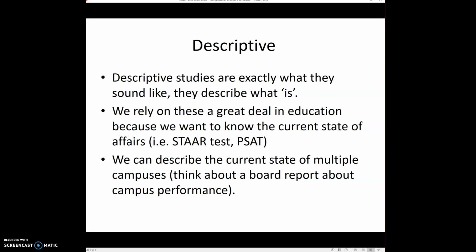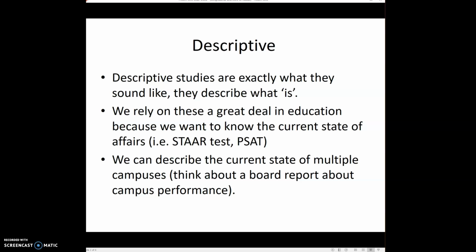We can also describe the current state of affairs across multiple campuses. So if you think about the board report on campus performance, you're not only describing what is happening at one campus, you're describing what happens at multiple campuses. The tendency also is for people not only to know what this group looks like, but how does that group compare to other groups? So that's kind of the second half of this, is not only what we see here, but what that looks like in comparison to other groups, with the assumption that there's no other variation in those other groups.